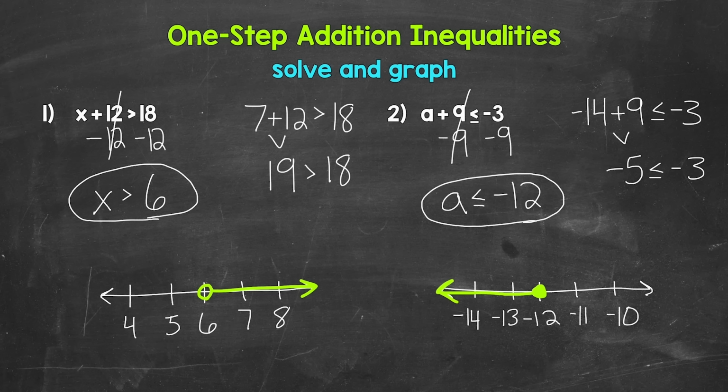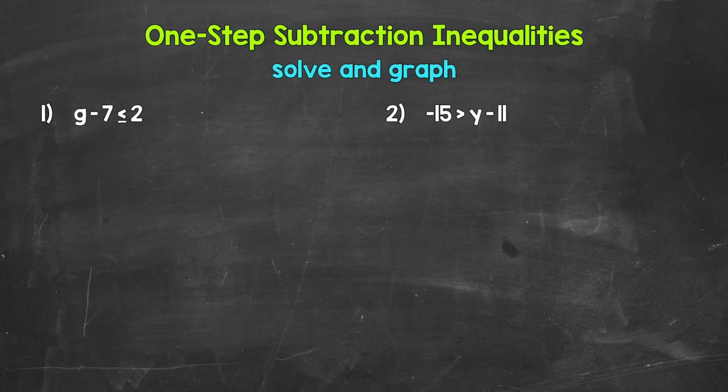Let's move on to subtraction. So here are our subtraction examples. Let's jump into number 1, where we have g minus 7 is less than or equal to 2. So we need to solve this. We need to isolate that variable of g.